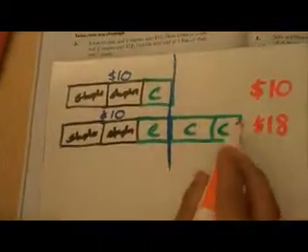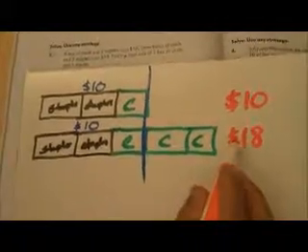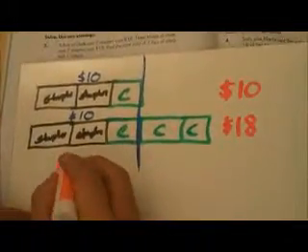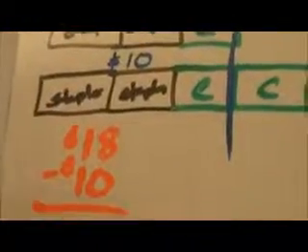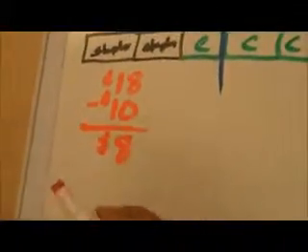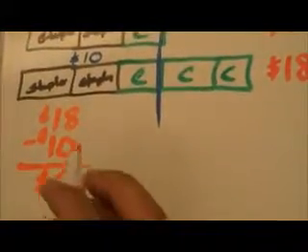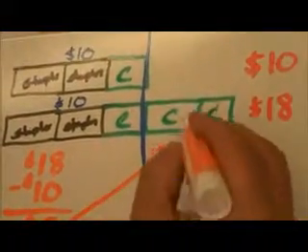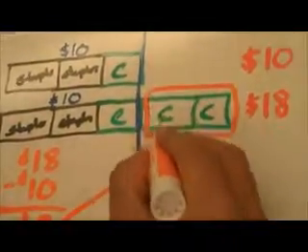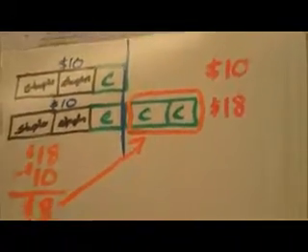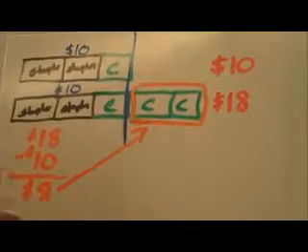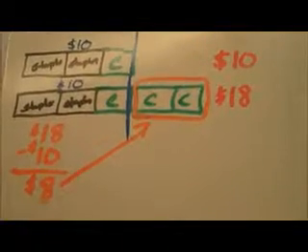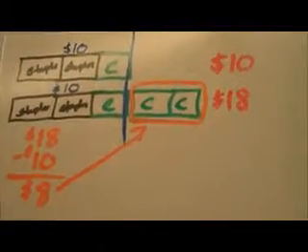Knowing that the bottom part is a total of $18, the first thing I need to do is take my $18 and subtract what I already know, which is my $10. And if we subtract $10 from $18, we end up with $8. The $8 actually represents these 2 boxes of chalk. Now that I know that is $8, I see that there's 2 boxes of chalk, a total of $8.